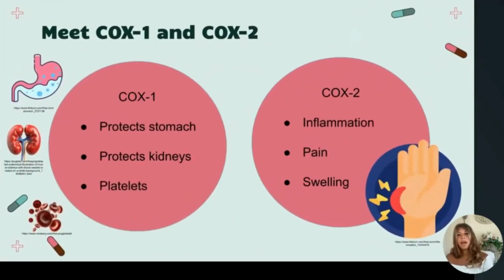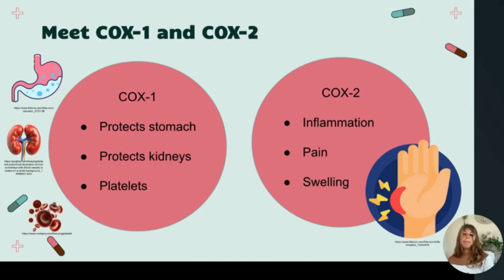So, there are actually two main COX enzymes in the body, called COX-1 and COX-2. COX-1 is always present in the body. It has important jobs like protecting the stomach lining, helping the kidneys work normally, and helping the blood clot through platelets. COX-2 is different because it's mostly produced when there's an injury or inflammation. It's mainly responsible for making prostaglandins, which is what causes pain, swelling, and inflammation.